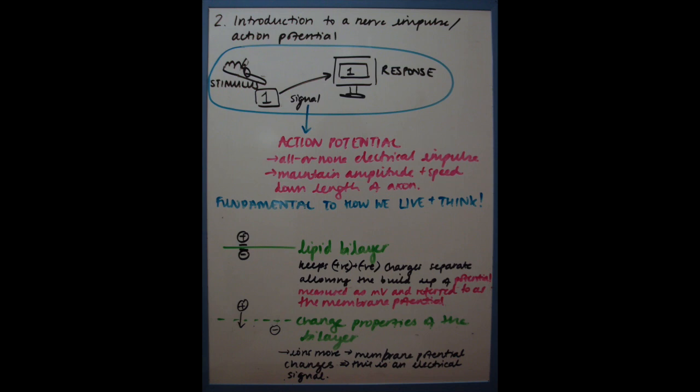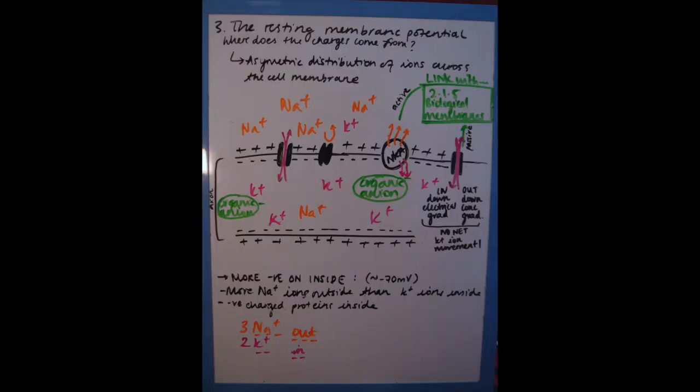But what is an electrical impulse? The simplest way I thought to describe it is as follows. The lipid bilayer functions as a barrier which keeps charges separate. This allows the build-up of potential. In a biological system, this is measured in millivolts and is referred to as the membrane potential. So any change in the properties of the bilayer or the barrier will cause ions to move through it, and this will cause changes in membrane potential. For ions to actually move when there are changes in the membrane properties, at rest there must be an asymmetric distribution of ions across the membrane.